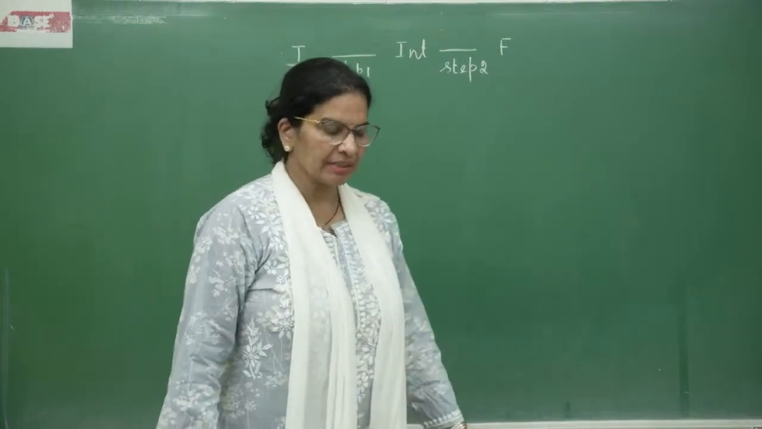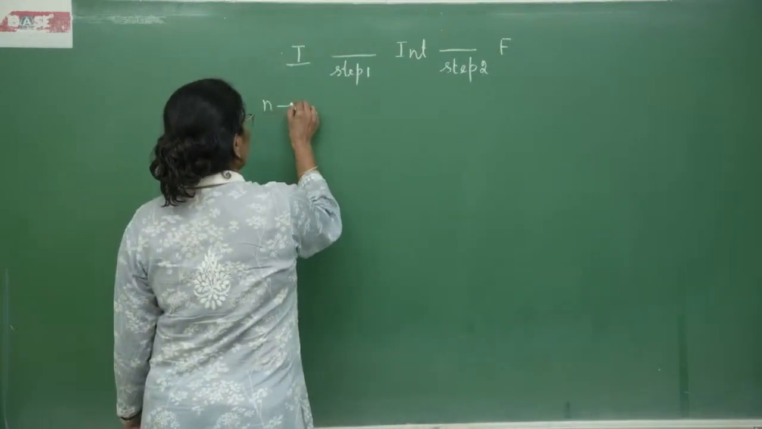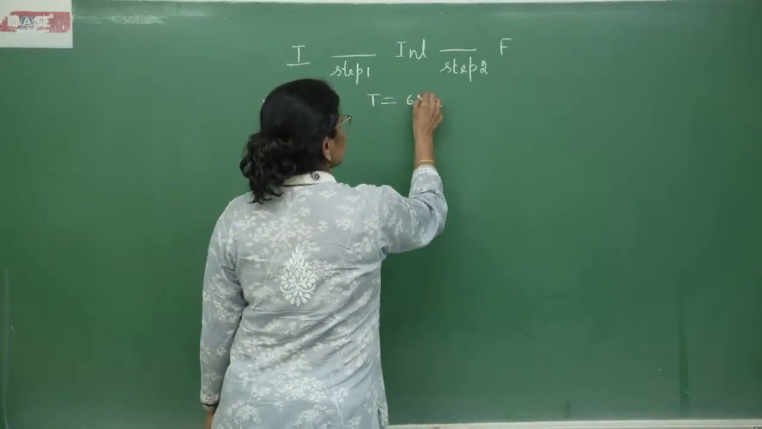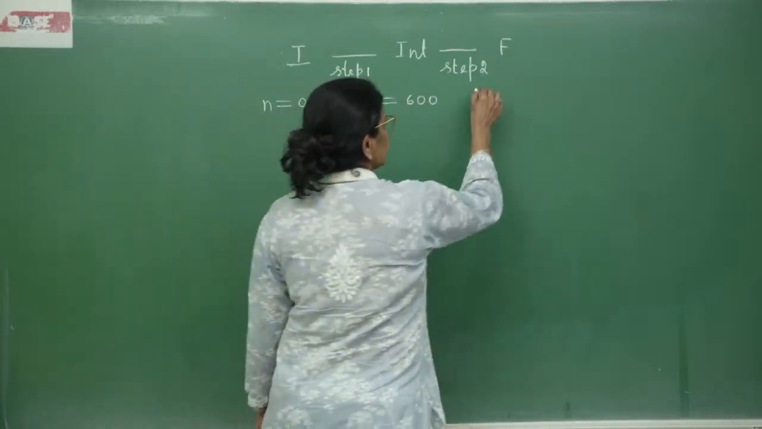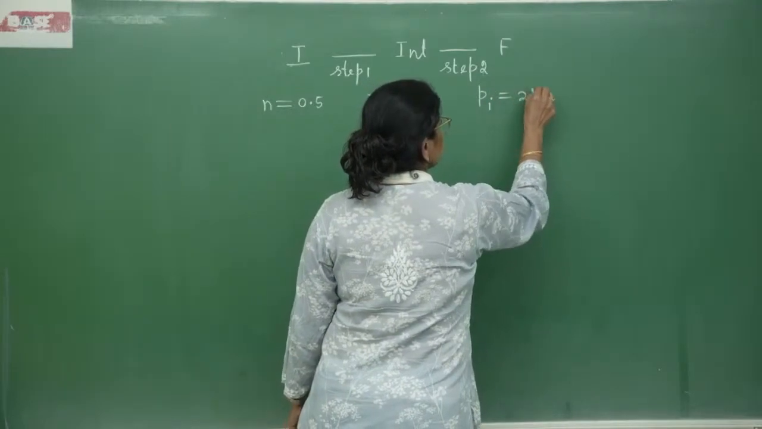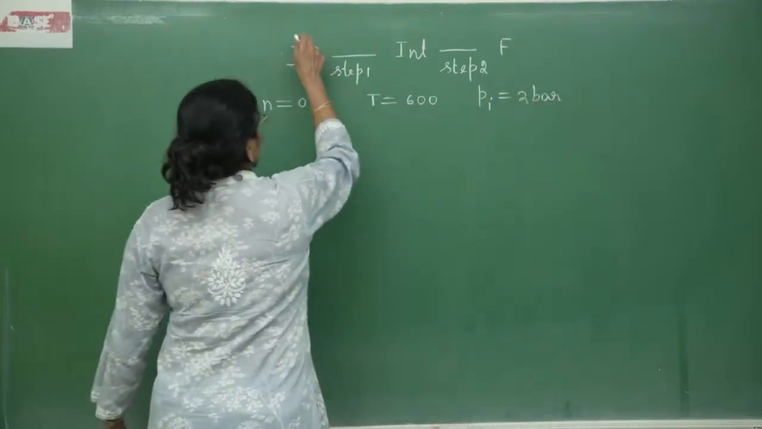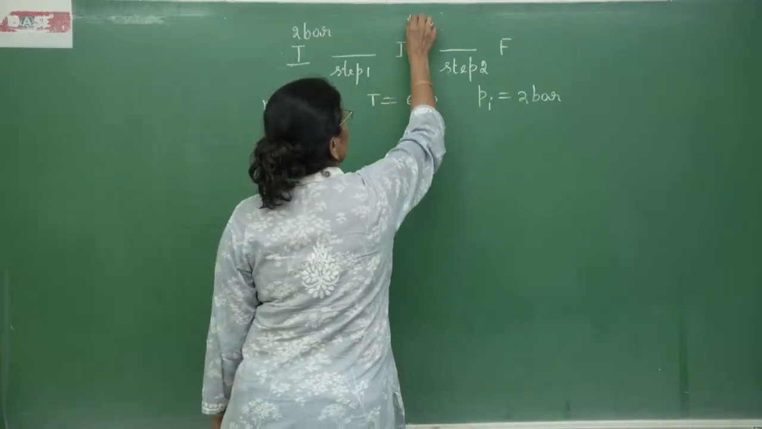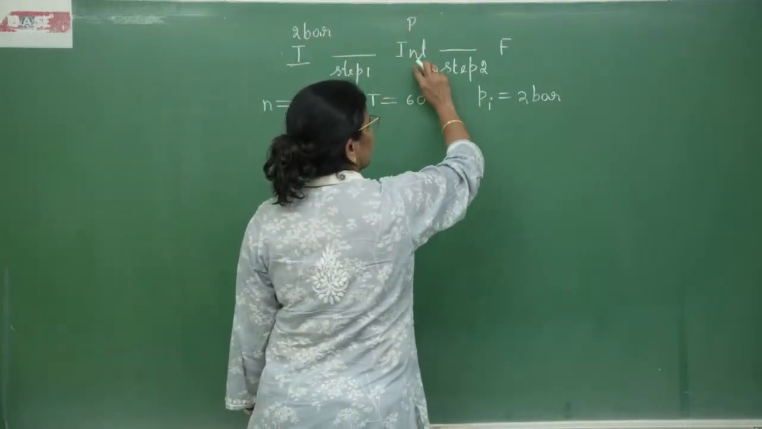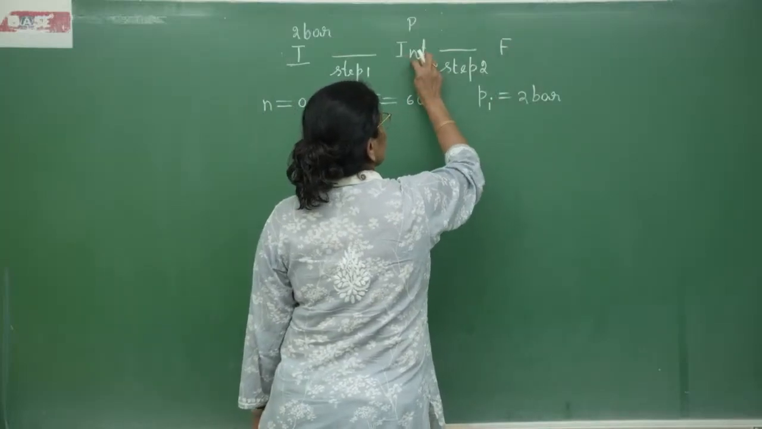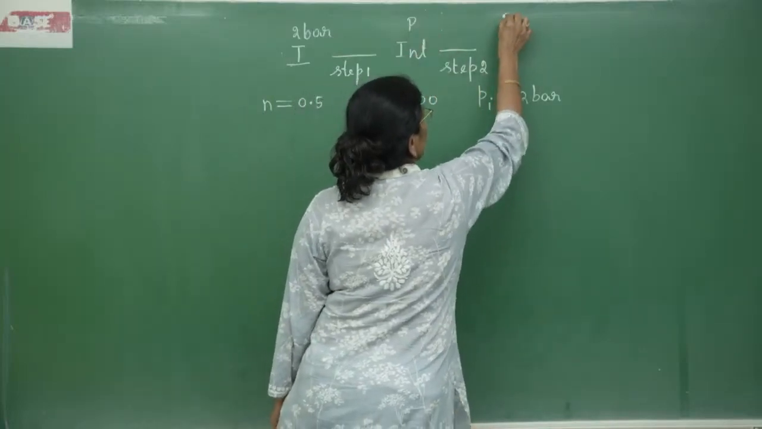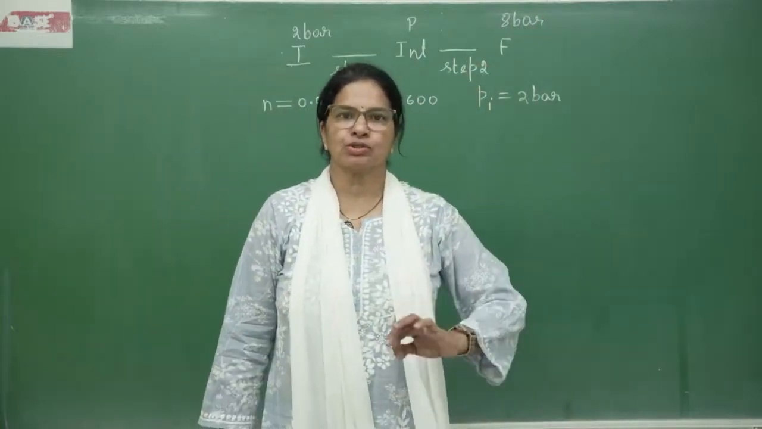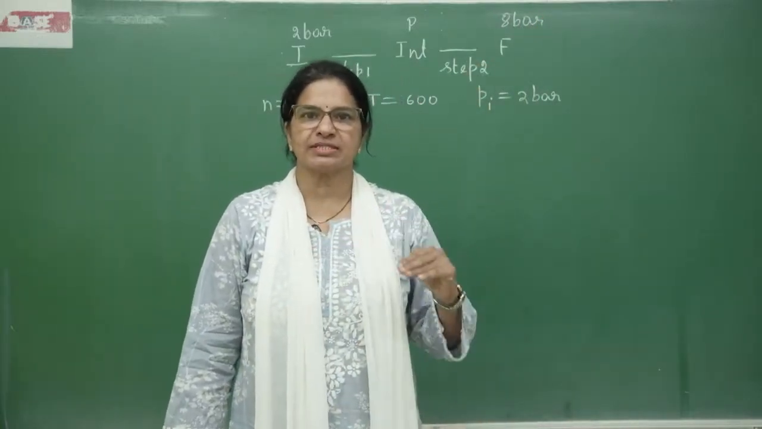So they have mentioned the number of moles is 0.5 and the temperature is given as 600 and the initial pressure is given as 2 bar. So the pressure 2 bar, the final pressure is P, from the initial pressure of 2 bar to P. And the reaction takes place at constant temperature and also at constant pressure.